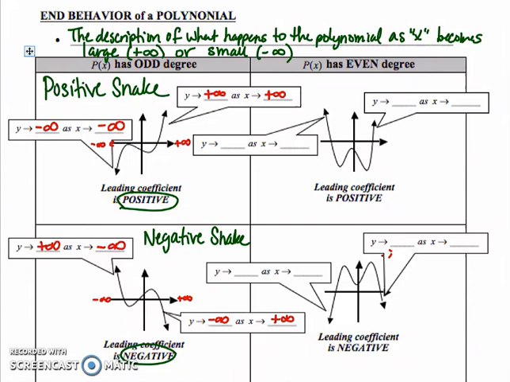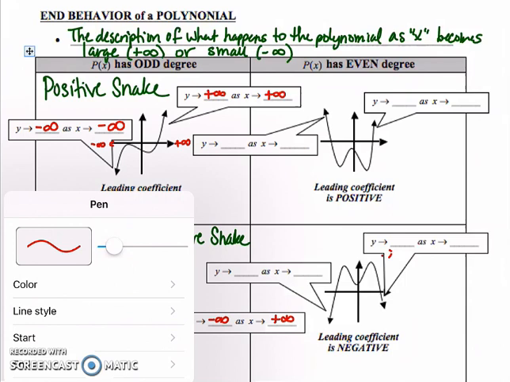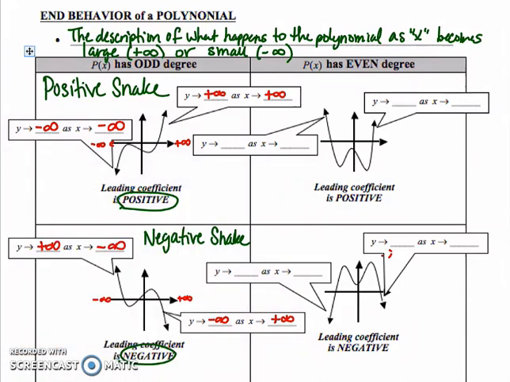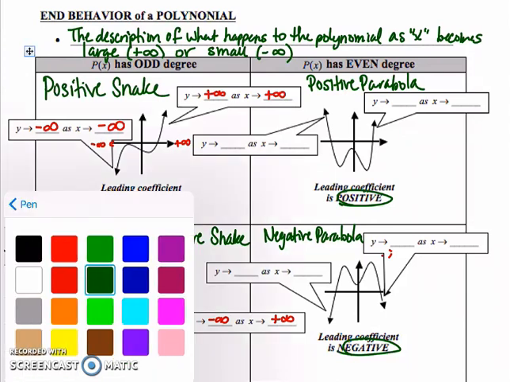What are the two ends doing? For even degree polynomials, they're either both up or they're both down. If we have an even degree and our leading coefficient is positive, I call this a positive parabola. And if our leading coefficient is negative, but we have an even degree, this is going to be a negative parabola.